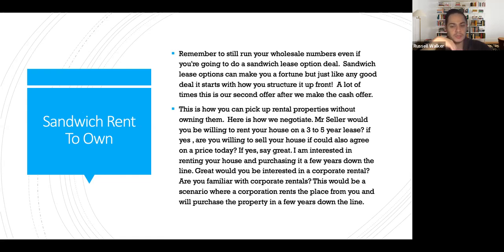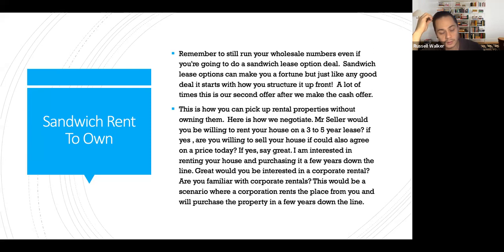Mr. Seller, would you be willing to rent your house for maybe a 3 to 5 year lease? If yes, are you also willing to maybe sell your house in that time frame if we could agree on a price today? So if they say yes to these two questions, they automatically agree to the concept. They're open to the concept of rent to own. If you're okay with a long-term lease, and if you're okay with maybe selling it if we agree on a price today, then right away they're saying yes, I'm interested in rent to own.